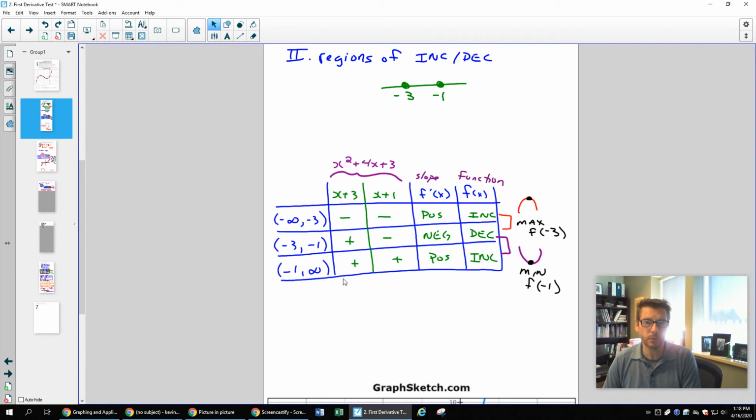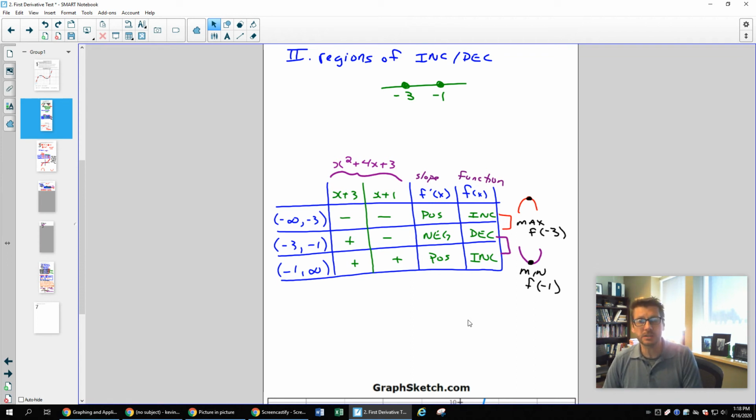Pick a number in that region, plug it into the original derivative, and you see that it's going to be a positive number. Or if you pick a number that's larger than -1, such as 0, 0 plus 3, 0 plus 1, or 2 plus 3, 2 plus 1, right? You get two positive factors, so you know your function's increasing.